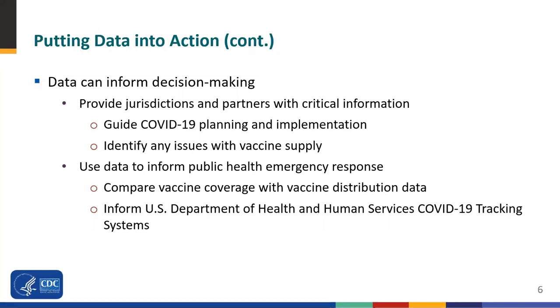COVID-19 vaccination data collected through NHSN can also inform decision-making. For instance, the data can provide jurisdictions and partners with critical information, which can then guide COVID-19 vaccination planning and implementation efforts. The data can also help identify and address issues surrounding vaccine supply. In addition, the data can aid public health emergency response activities. For instance, the data may provide insight into vaccine coverage and distribution, thereby informing federal tracking systems.